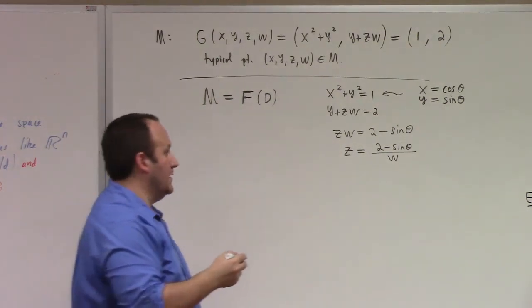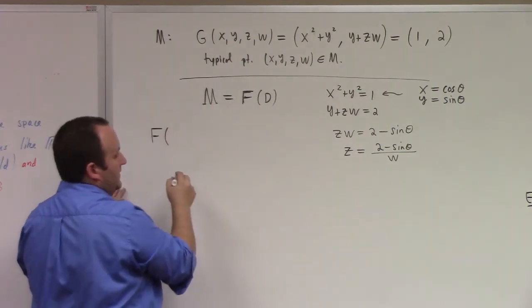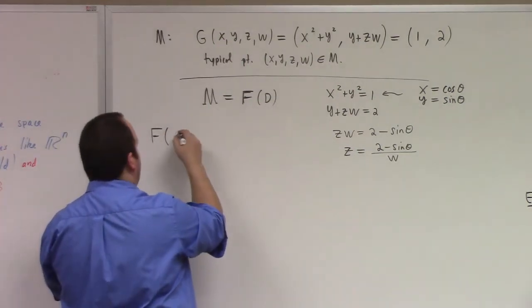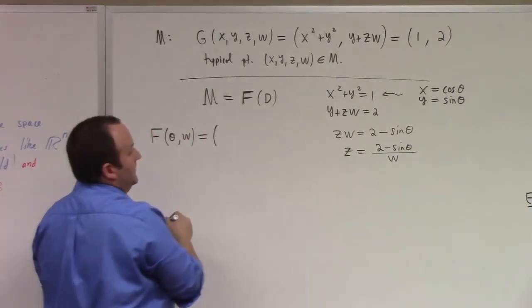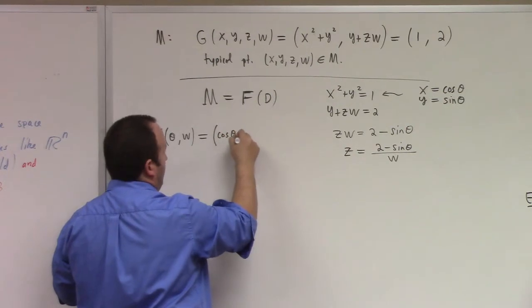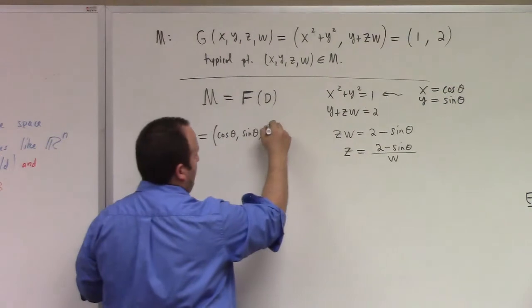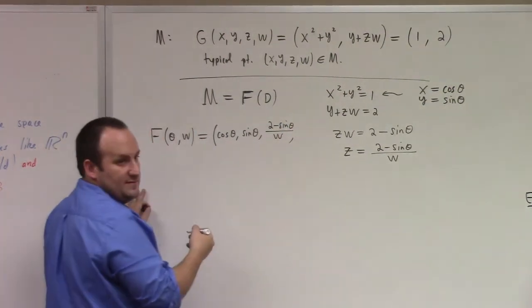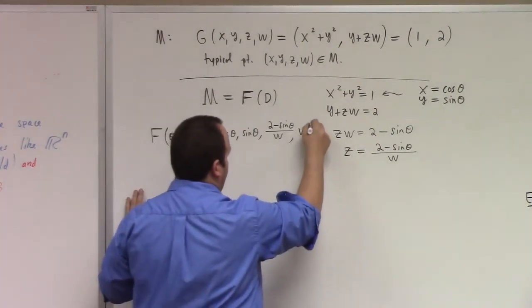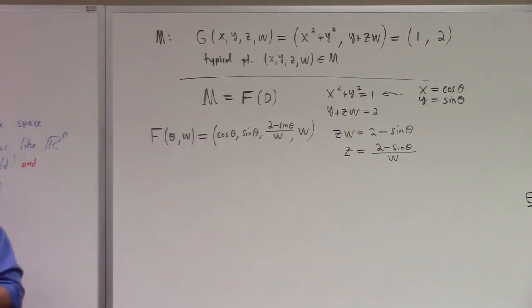And so that suggests the parameterization f of theta comma w, which is going to be cosine theta, sine theta, and z is kind of weird, 2 minus sine theta over w, and then w is just w. And there you go. That's a patch of this 2-dimensional surface in a 4-dimensional space. Of course, we need to avoid what?